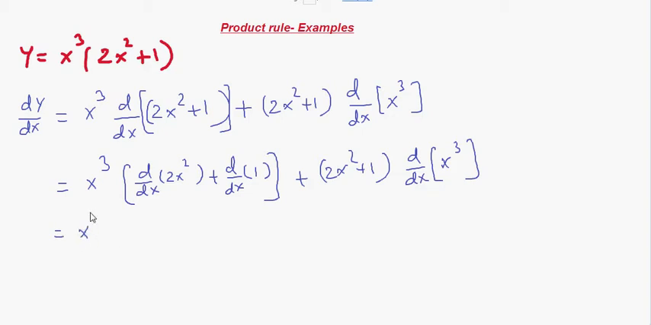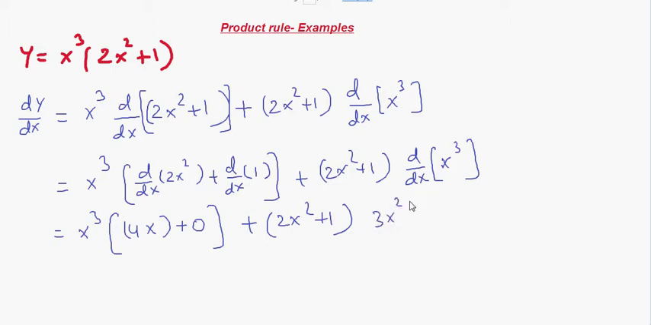This becomes x cubed times the derivative of 2x squared, which is 4x, plus the derivative of 1, which is a constant, is 0, plus 2x squared plus 1 times the derivative of x cubed, which is 3x squared.